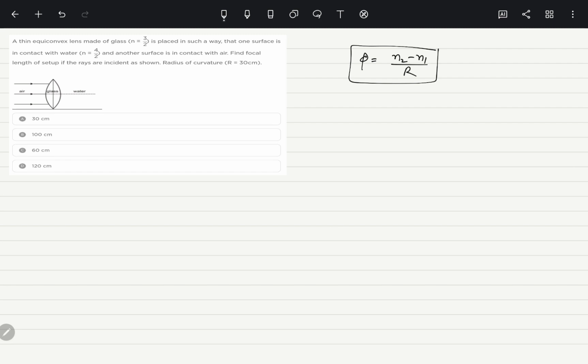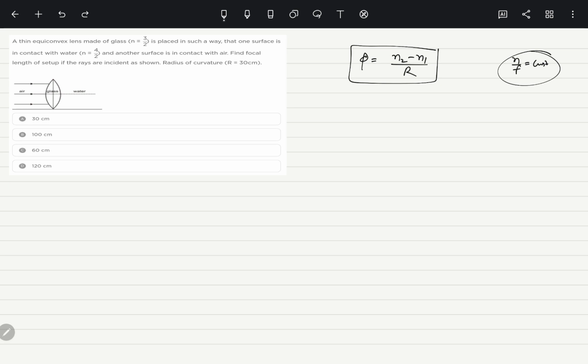First of all, as you all know, n by f is equal to constant, right? So basically they're directly proportional to each other. So the focal length depends upon the medium. The higher the refractive index, the more will be the focal length. Here on one side we have the medium air, on one side we have the medium water. So in both the mediums, water and air, the focal length of the lens will be different.